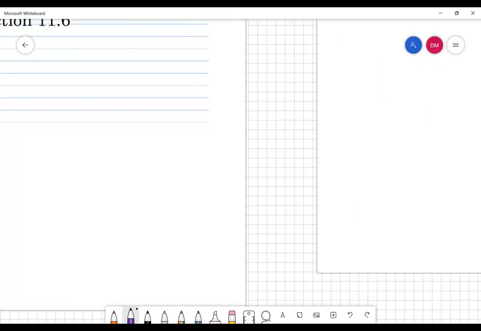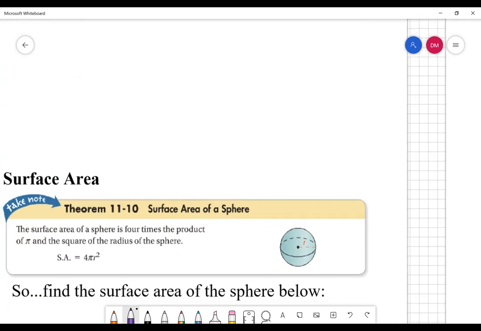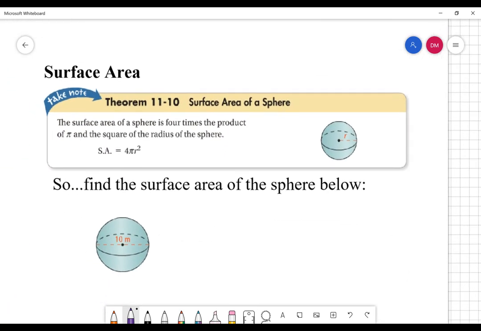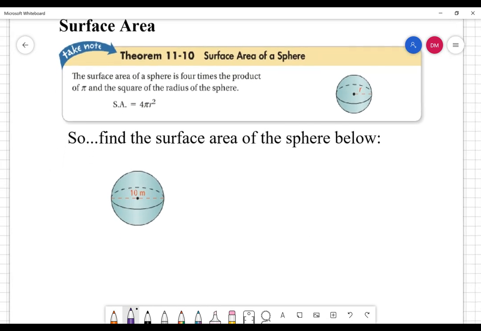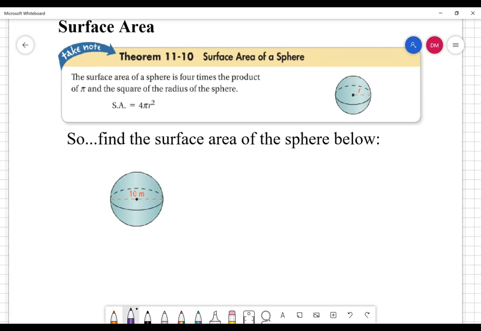Let me go to an example then of how we calculate surface area of our sphere here. The surface area is 4 times the product of pi and the square of the radius of the sphere, to put it in mathy terms. Our formula here then is going to be 4 pi r squared. So it's kind of nice that we're just doing pi r squared like we do for a normal circle, multiplying it by 4. So if you want to pause now, find the surface area of this sphere, and then unpause when you're ready to see the solution.